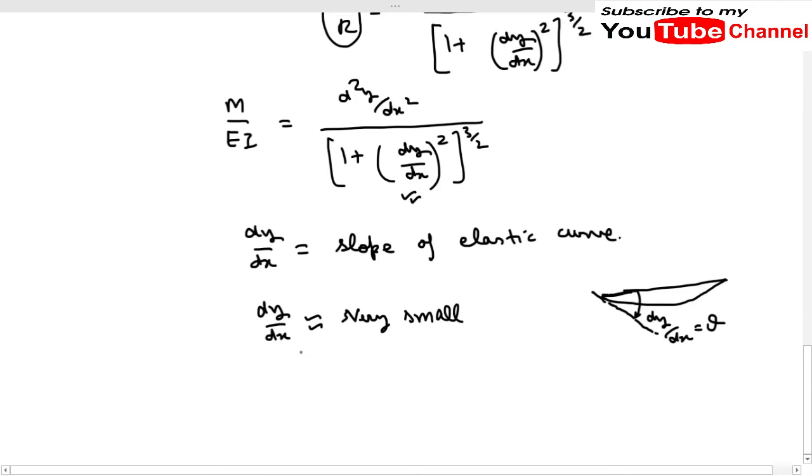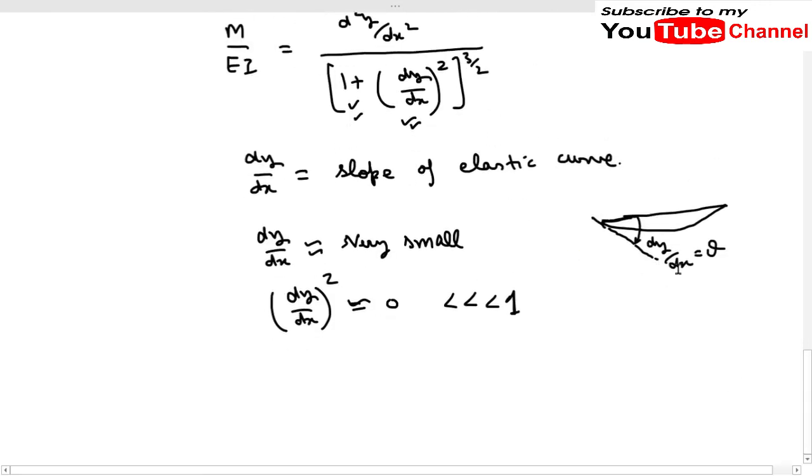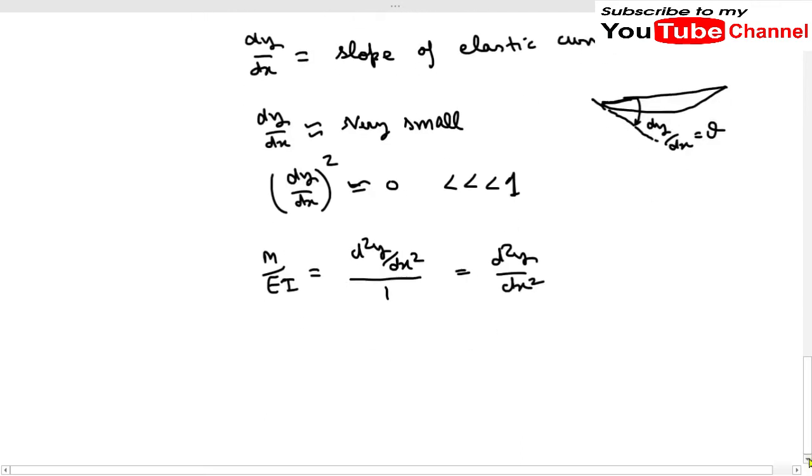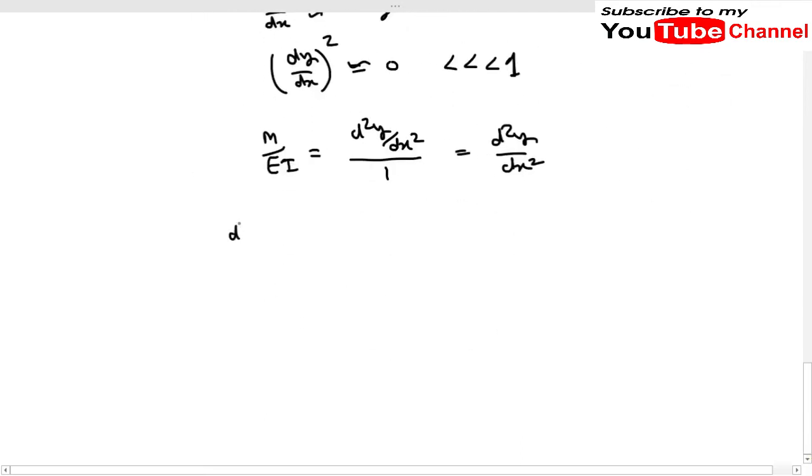And if we take the square of the slope, it will become very small as compared to 1. So we can further simplify this whole equation to M by EI equal to d2y over dx square upon 1, which is equal to d2y over dx square. Now we have gotten a very interesting and important relationship, which is the basic equation for our method.